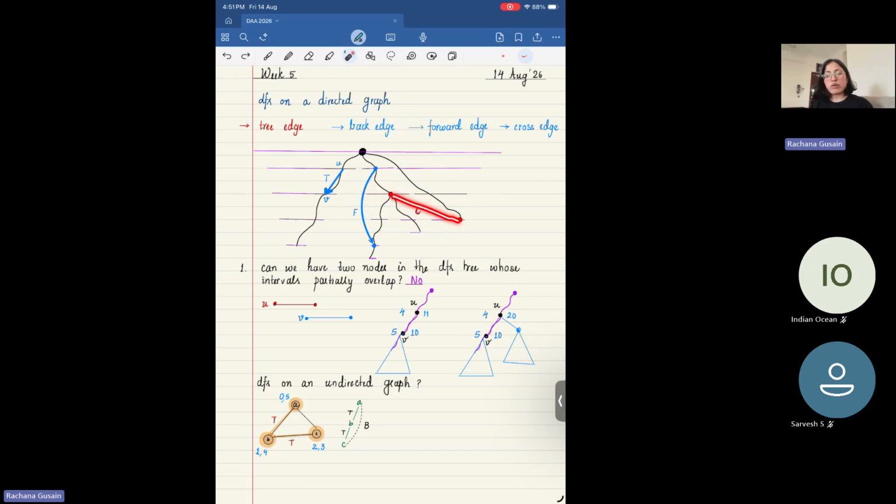So there will be no cross edges in doing DFS on an undirected graph. Every edge will be either a tree edge or a back edge. That is it.